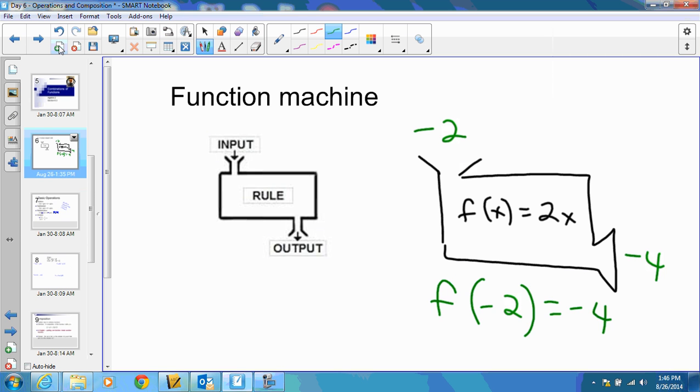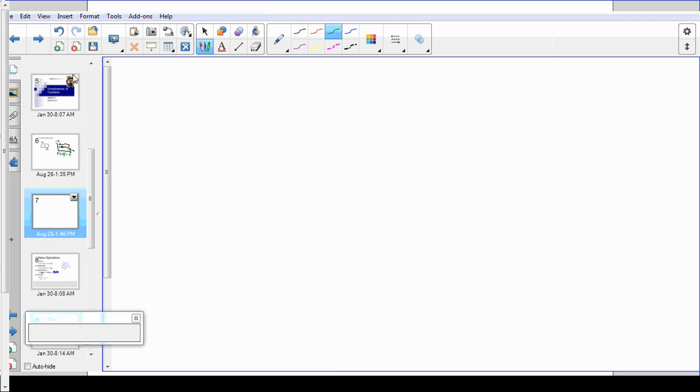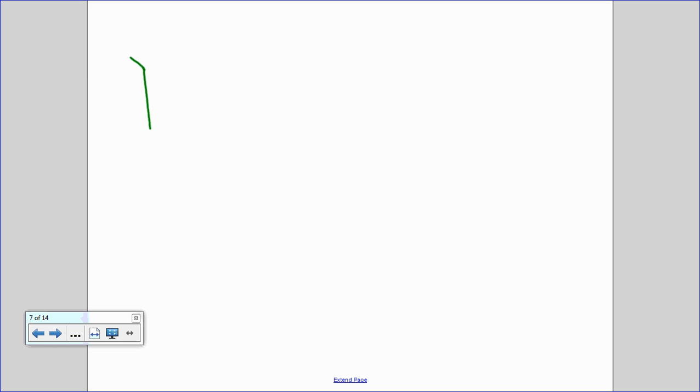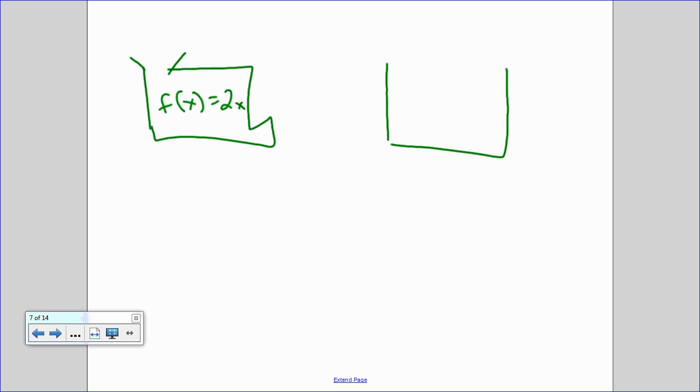So if I put two machines together, that's what we're going to do today. So let's make two function machines. Let's use our original one we had, f of x equals 2x. And let's make up another example. Let's say that f of x is equal to the square root of x. But what we usually do is give it different letters. So let's call this g of x.